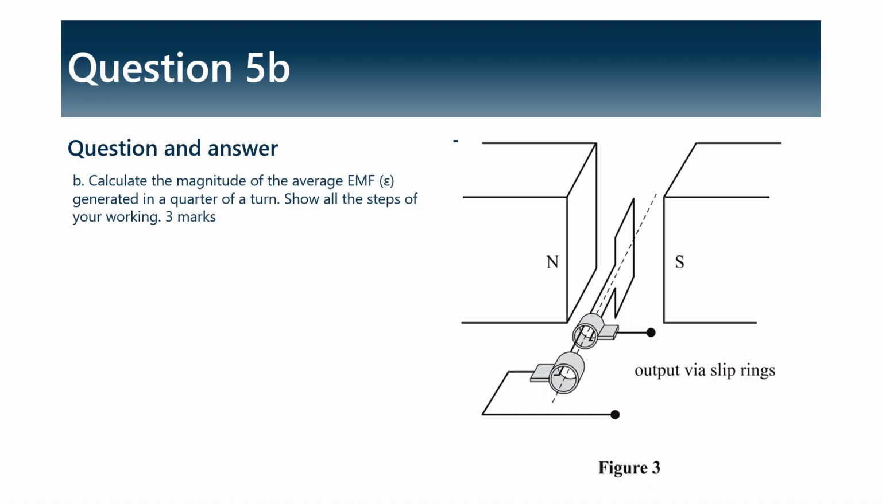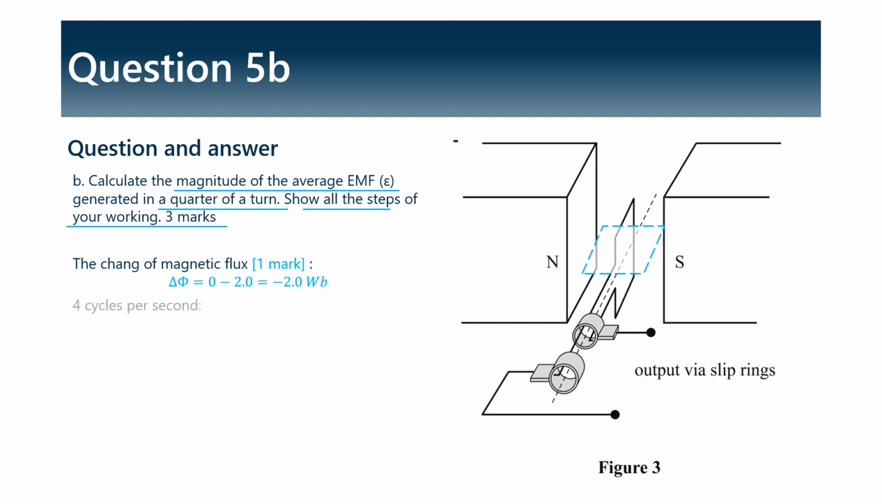To find the average induced EMF, epsilon, during a quarter of a turn, we look at how the magnetic flux changes over time as the coil rotates. The alternator starts in a vertical position, where the magnetic flux is at its maximum of 0.20 Webers, and after turning a quarter of a way, it sits parallel to the field lines where the flux drops to 0 Webers. This gives us a total flux change of 0.20 Webers.